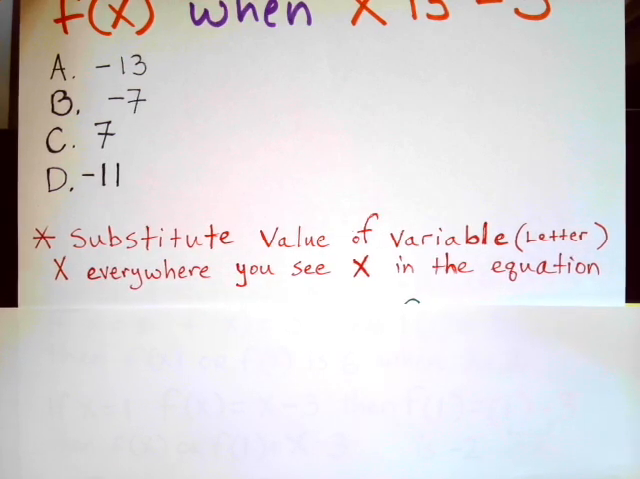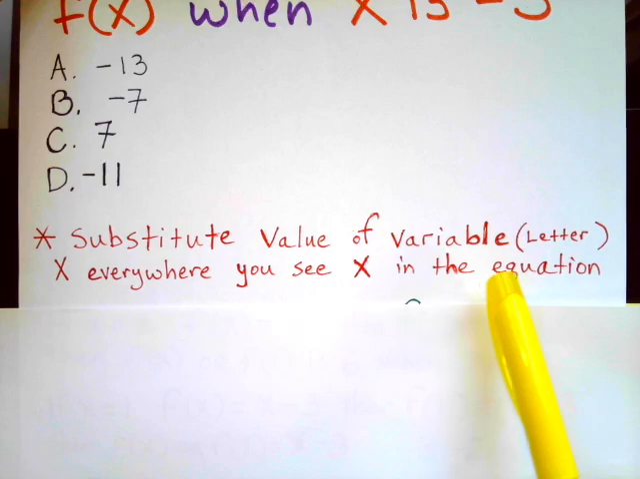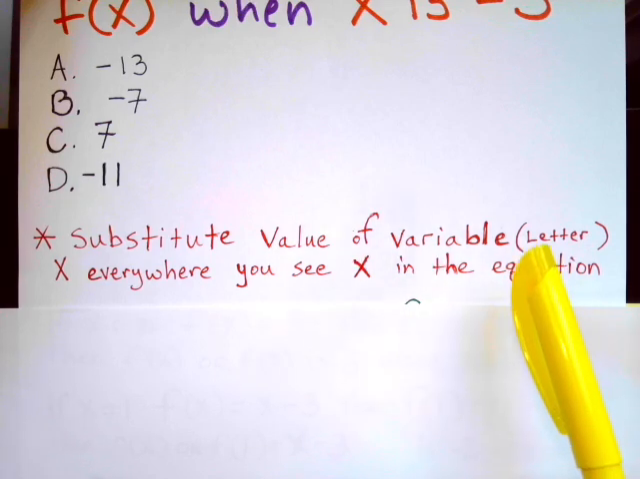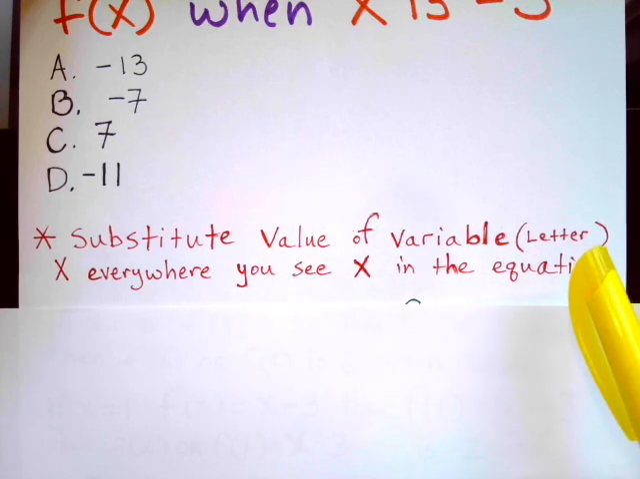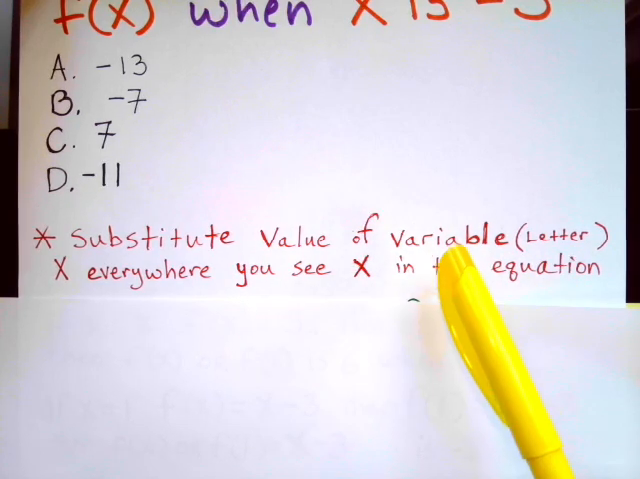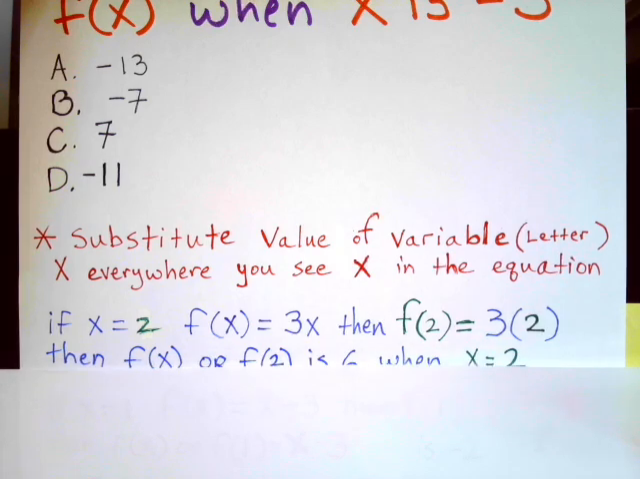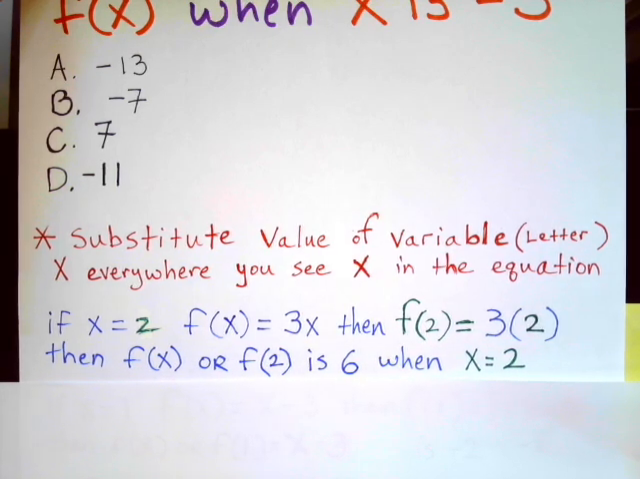So when you see f of x and x is equal to a value, you're going to substitute that value for the variable. Remember, a variable is just a letter. It's a symbol, typically a letter, that represents an unknown value. Usually, you'll see variables as x, y, z, or a, b, c, typically in mathematics. So here's an example I'd like to show you before I get into solving the problem.